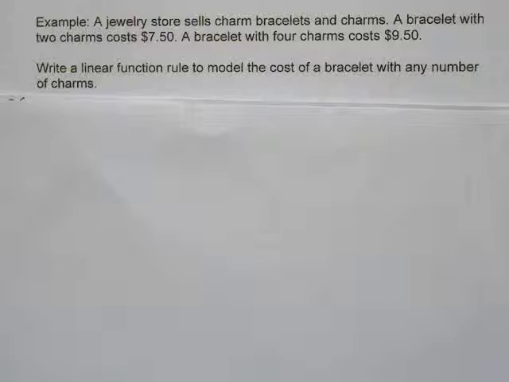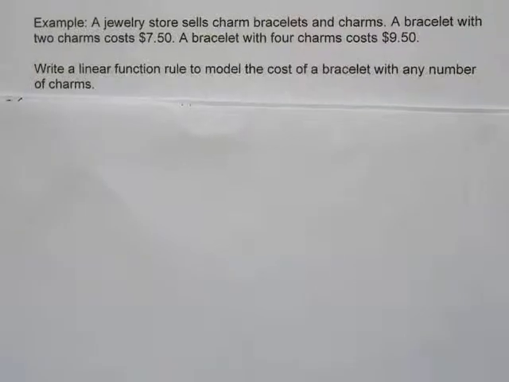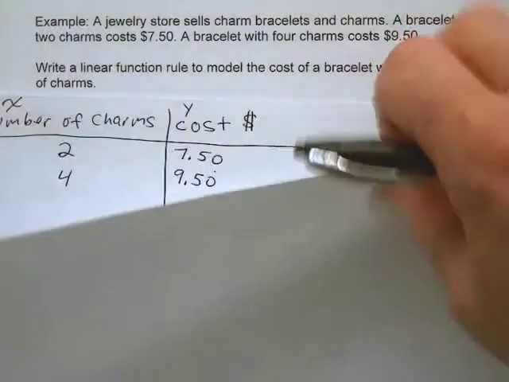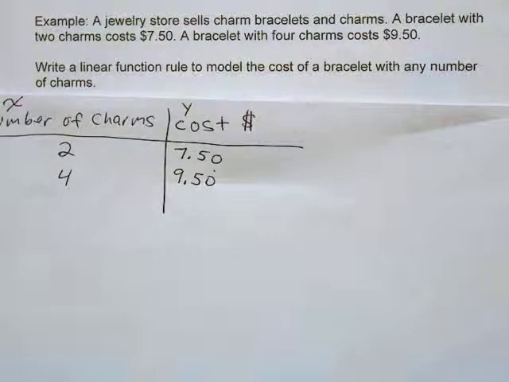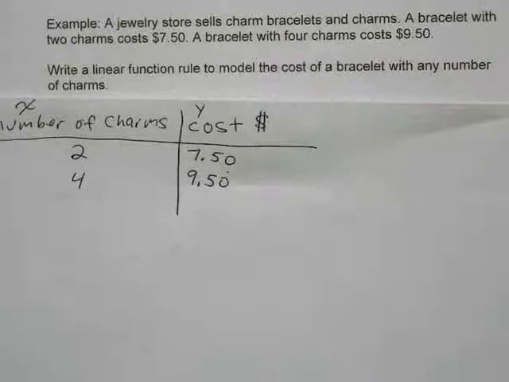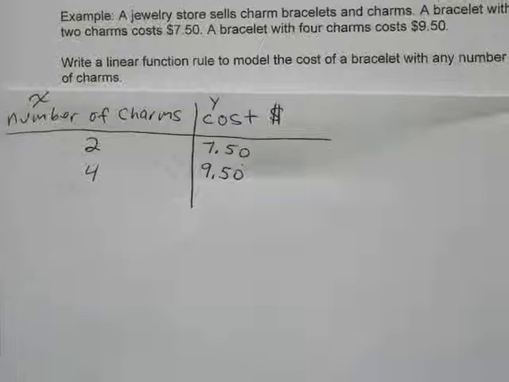That would mean that the charms are my independent or my x value because they're determining my output or my dependent variable, my cost. If I get 2 of the charms, it's $7.50. If I get 4 of the charms, it's $9.50. So clearly, the charms are my x values, and the costs are my y values. And I'm going to put that data into a table, the number of charms and the cost.